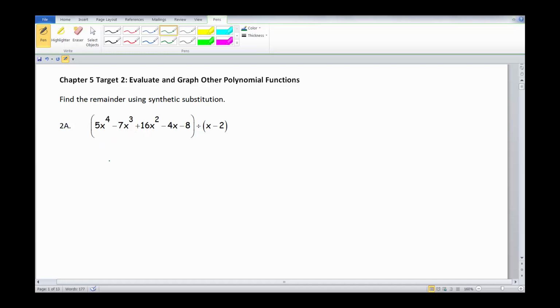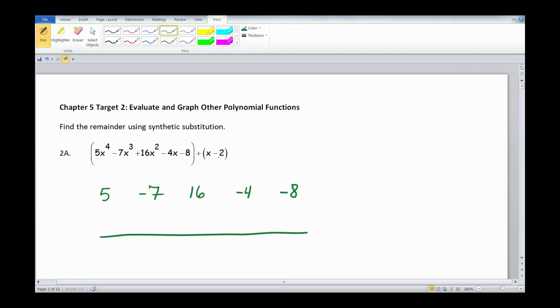So when we do that, we end up with 5, negative 7, 16, negative 4, and negative 8. Giving ourselves some space, we draw a little bar. And we notice that we are dividing this by x minus 2. What goes inside of that little box over here is actually the opposite of that. It comes out to be positive 2.